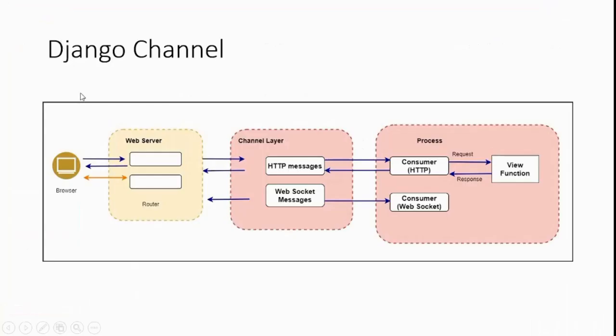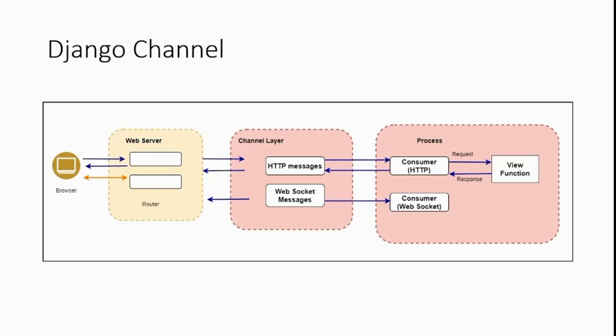Now we'll talk about the purpose of Django Channels. This is a common architecture of Django Channels, which consists of the browser, web server, channel server, and the processes. Initially, the browser sends messages to channels for the consumer listening. When the browser initiates a connection, it connects to the interface server. Then the connection is forwarded to the routing app, which will check whether it is HTTP or WebSocket.